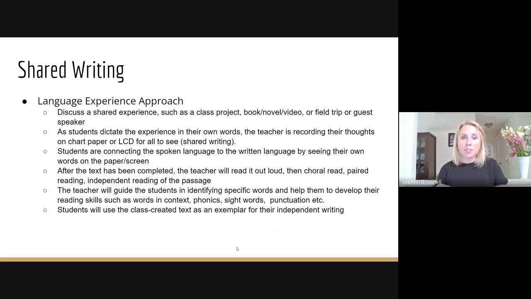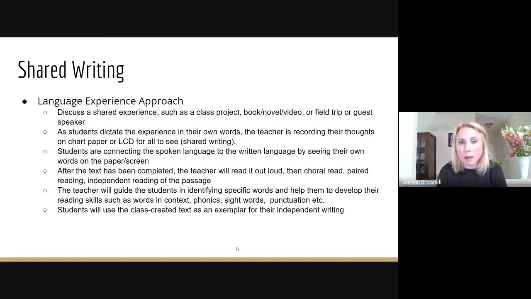The teacher will guide the students in identifying specific words and help them develop reading skills, such as reading for meaning. What does that word mean in context? Looking at phonics, sight words, punctuation, what have you. And then they can use what was created through this approach as an exemplar for their independent writing.